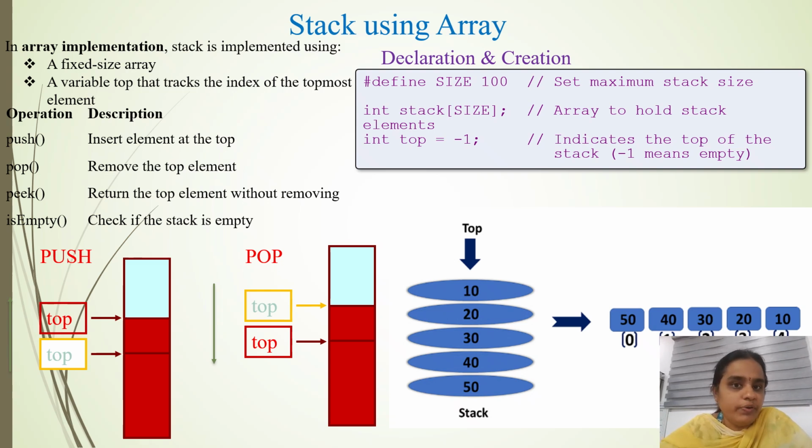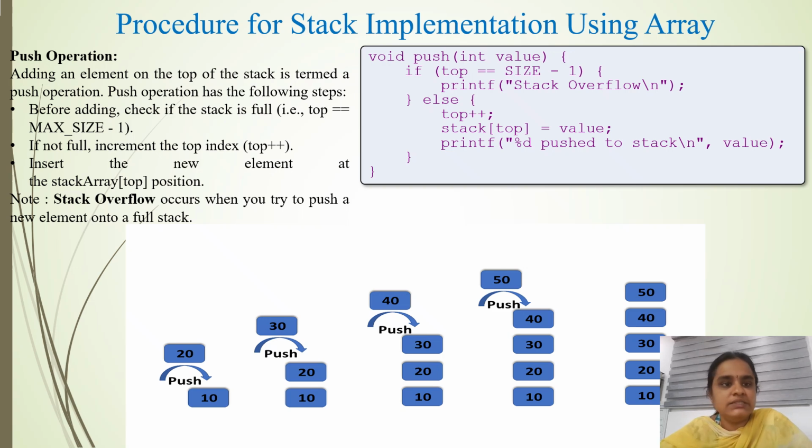Next we'll explain the pop operation. To remove the top element, before popping we check if the stack is empty, that is, if top equal to minus 1. If not, we take out the element at the stack of top and decrease top by 1, so top minus minus. Okay. So next we look at the push operation.